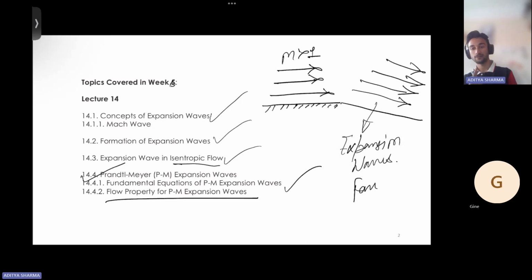And the major point in terms of flow properties is that across an expansion fan or expansion wave, there is an increase in the Mach number. There is an increase in the Mach number when we move across an expansion wave. So this is about lecture 14.